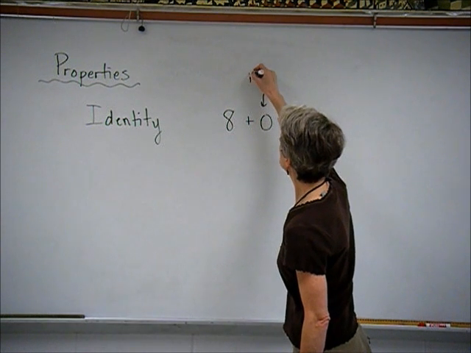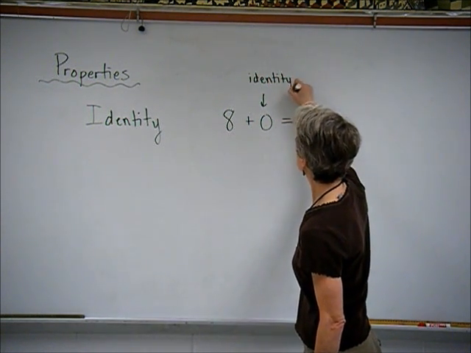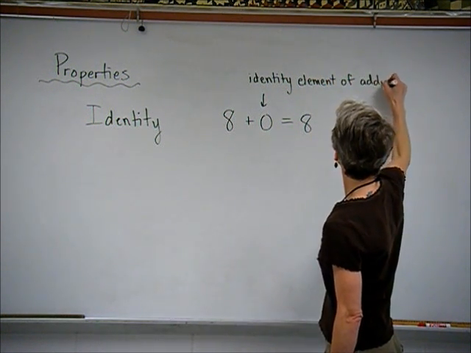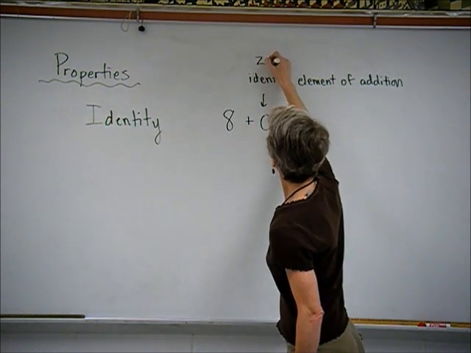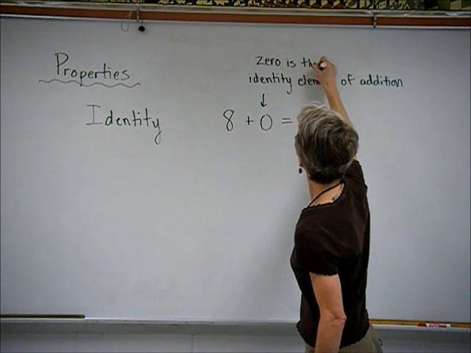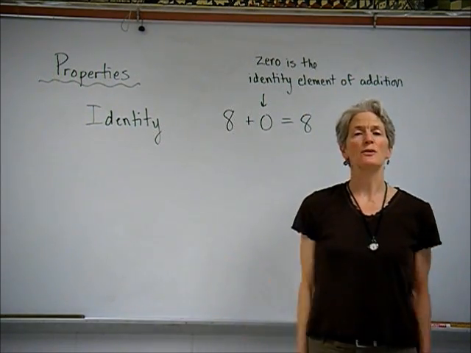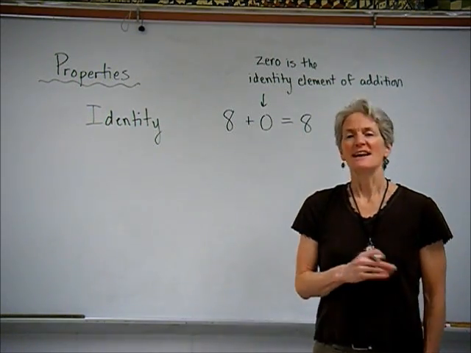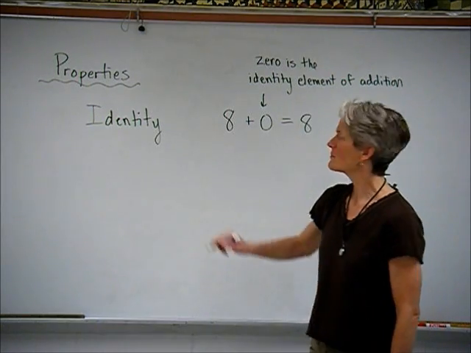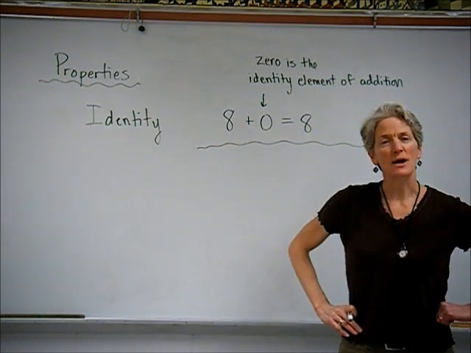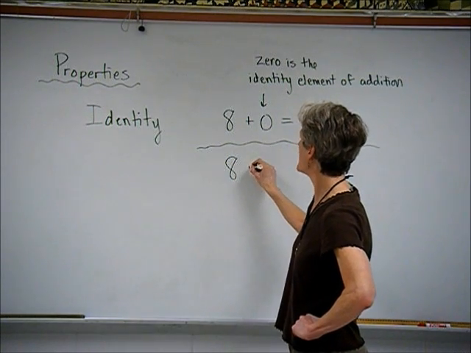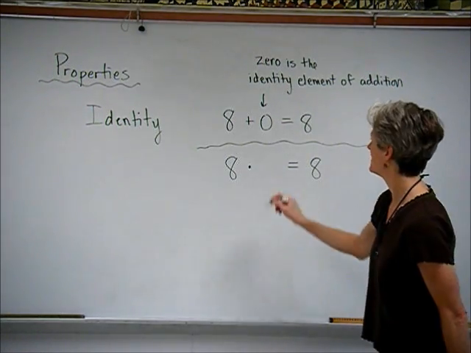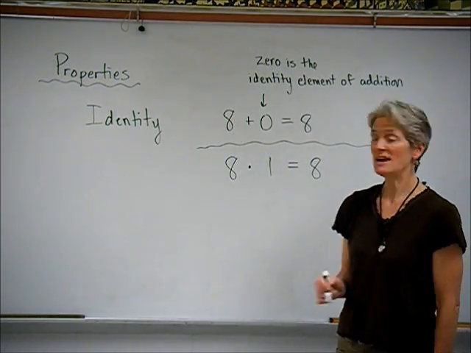0 is called the identity element of addition. 0 is the identity element of addition because I can add 0 to anything, or even subtract it for that matter, and not change the number's identity. What do you think the identity of multiplication would be? What can I multiply by 8 so that I do not change its identity? 1. 8 times 1 is 8.